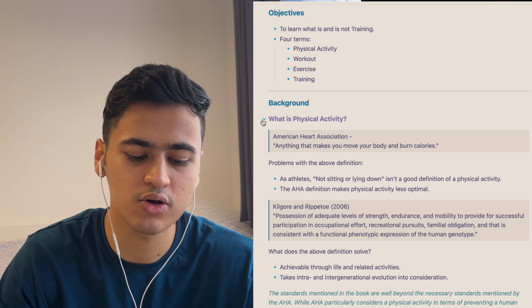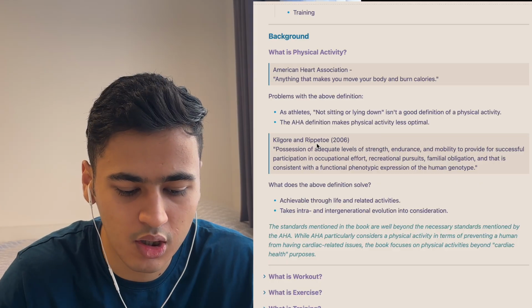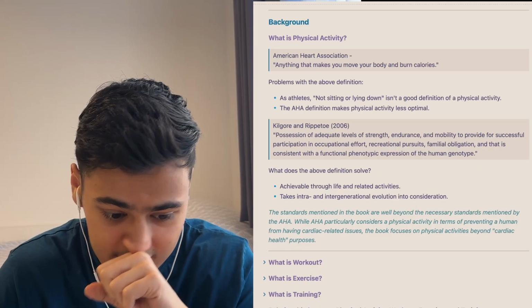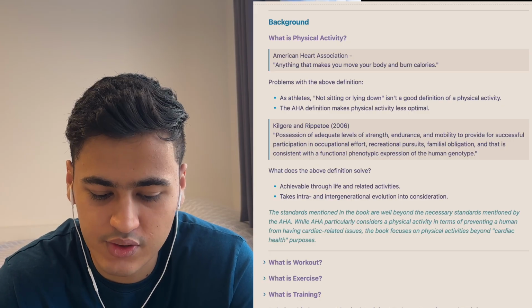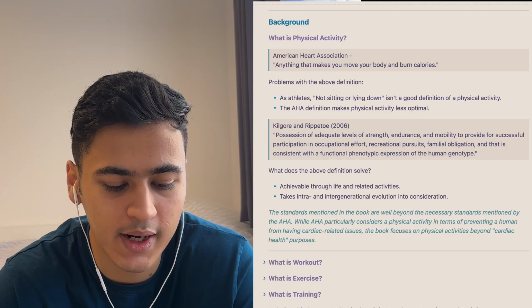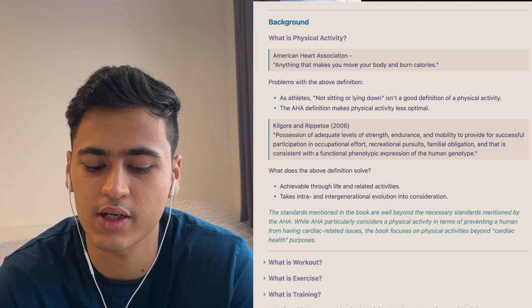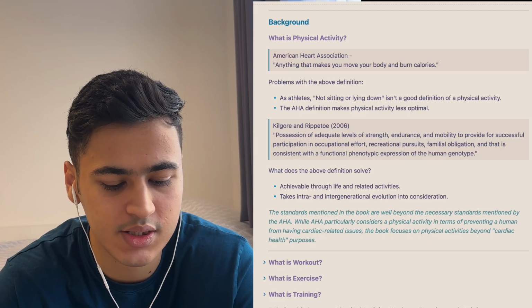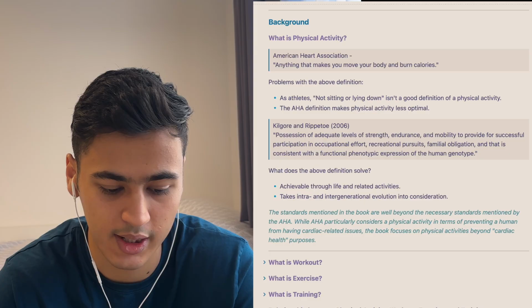So, according to Kilgore and Rippetoe in 2006, from their paper, physical activity can be defined as possession of adequate level of strength, endurance, and mobility to provide for successful participation in occupational effort, recreational pursuits, familial obligation, and that is consistent with a functional phenotypic expression of the human genotype.